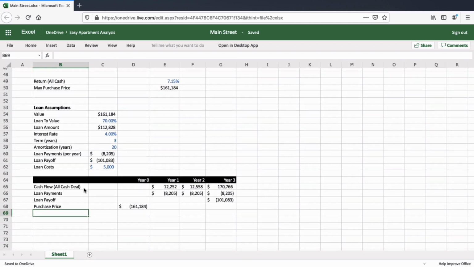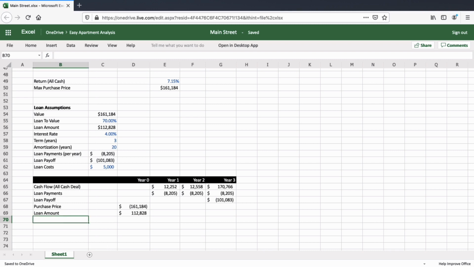The next thing we need to take into account is the loan amount. So let's type loan amount. And for loan amount, this is going to be a positive number because this is money that's coming into the deal from a bank. And there's the loan amount.